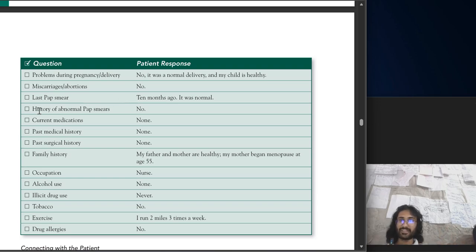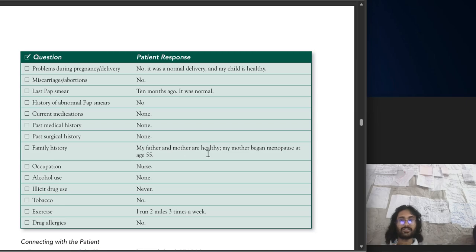Okay, so history of abnormal pap smear, no. Current medications, none. Past medical history, none. Past surgical history, none. Family history, my father and mother are healthy. My mother began menopause at 55. So here there is one history that her mother had a late menopause. Okay, but in this case she is getting it early, so that's totally different.